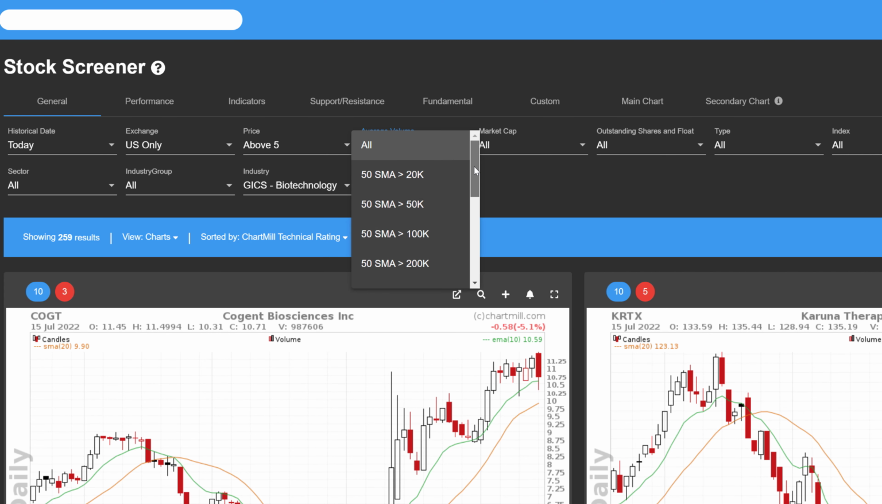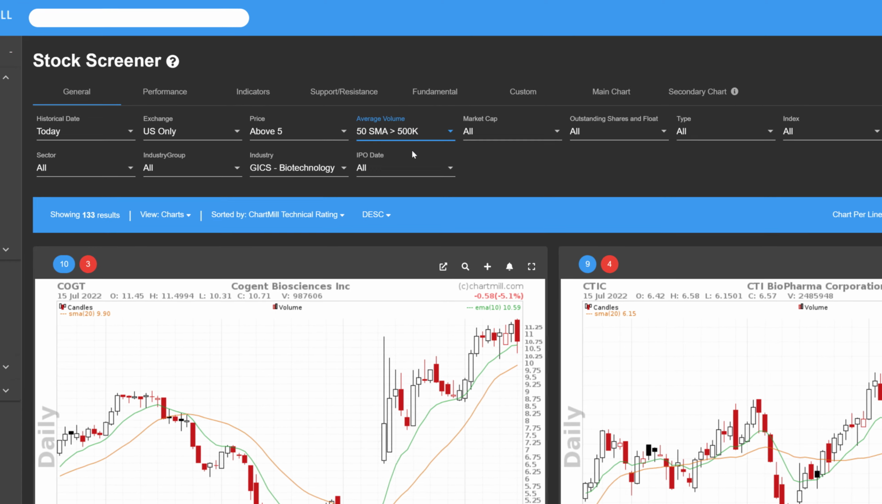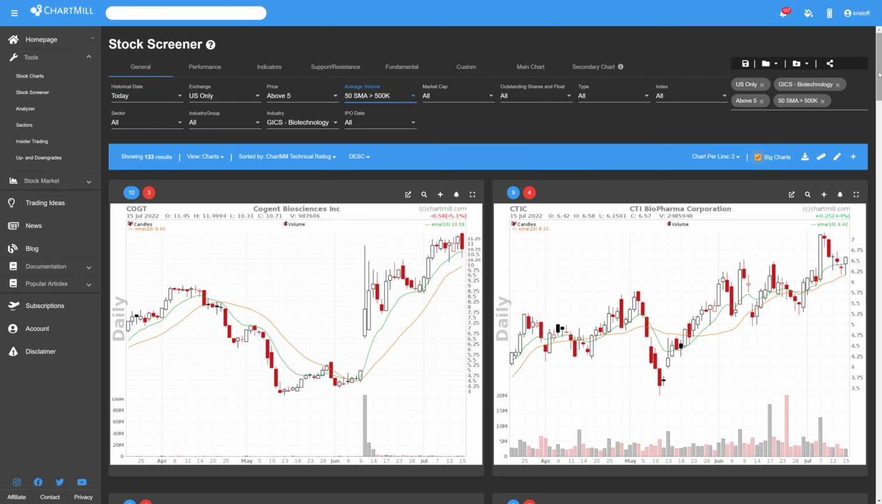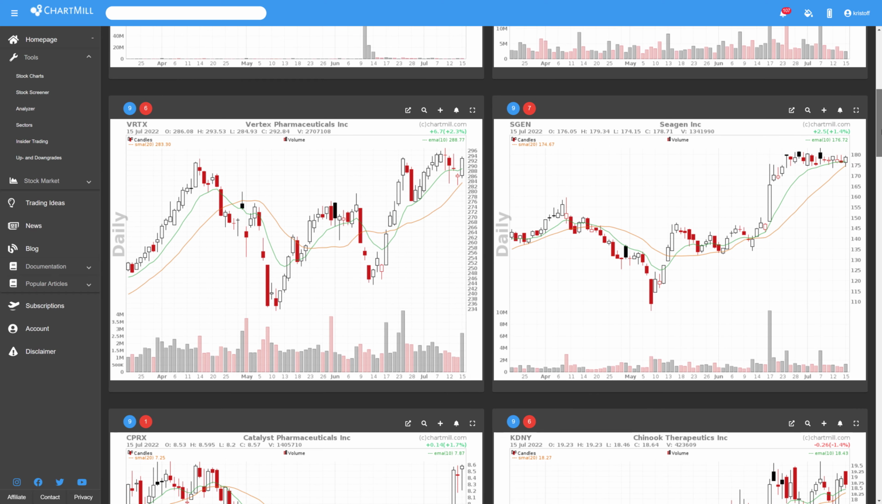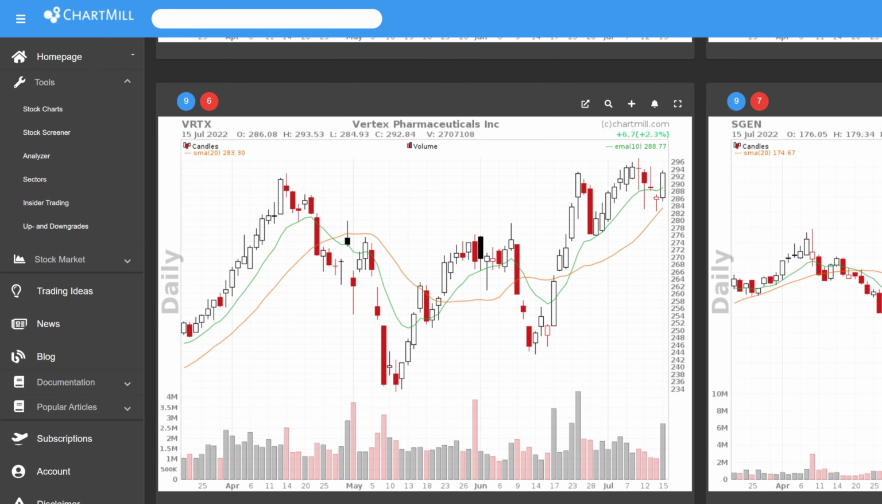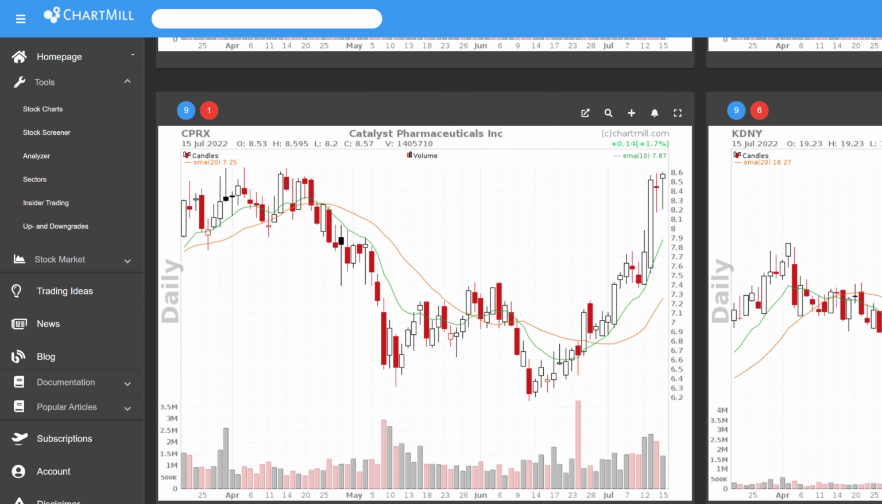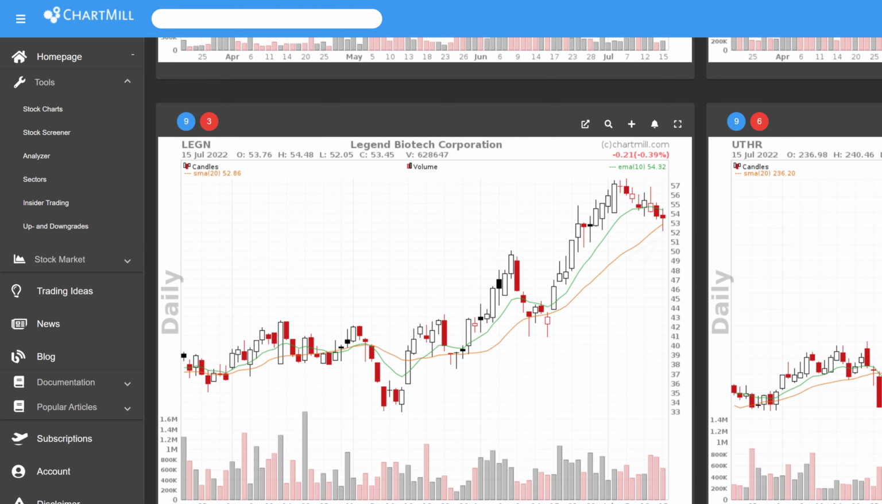In this case, I set the minimum price to $5 and a minimum volume of 500,000. Now, let's take a quick look at the results. Vertex Pharmaceuticals is showing a nice setup with rising volume prior to a possible breakout above the current high. And Legend Biotech Corporation shows a decent retracement. Friday closed with a doji candle touching the 20 daily moving average in a rising trend. And that could be a very nice retracement setup depending on how the market opens next week.